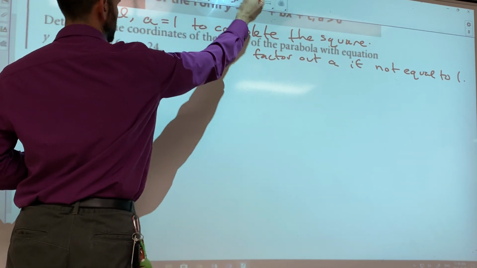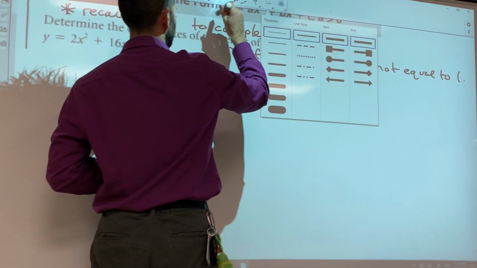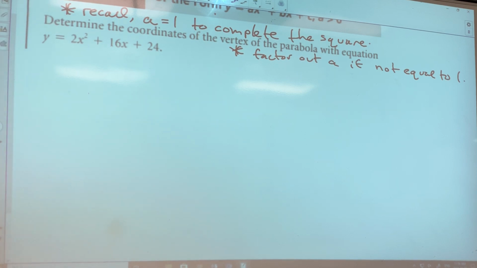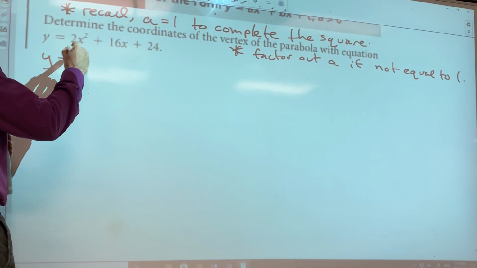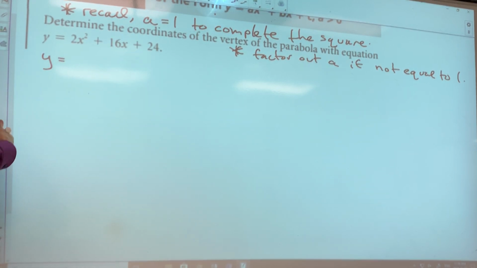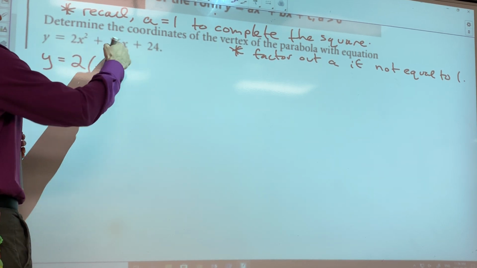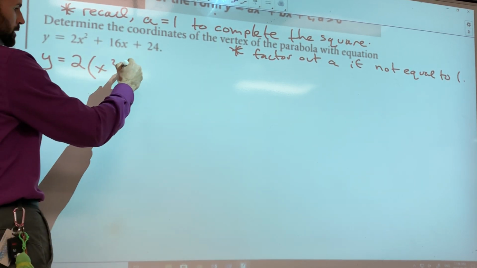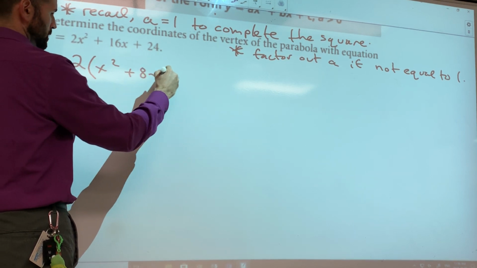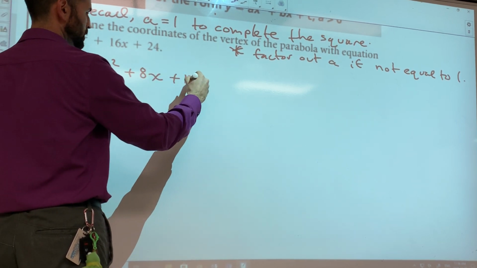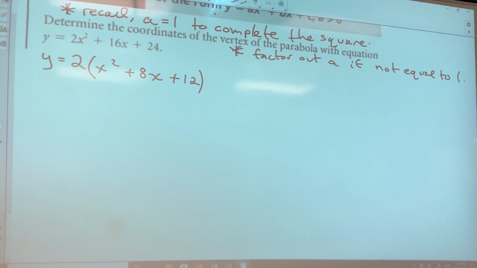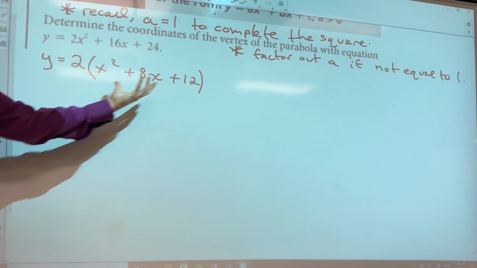So what's the opposite of pulling out a 2? Multiplying it by 2. Well, I guess in this case, is everything divisible by 2? So could I just go like this and go, okay, this term divided by 2 is x squared. What's 16 divided by 2? 8. And then 24 is 12. So you pull it out in front.